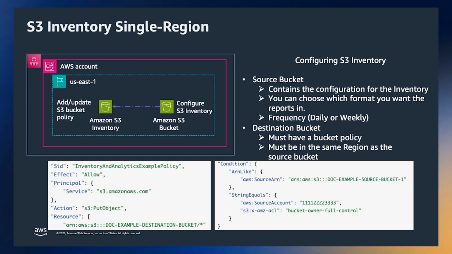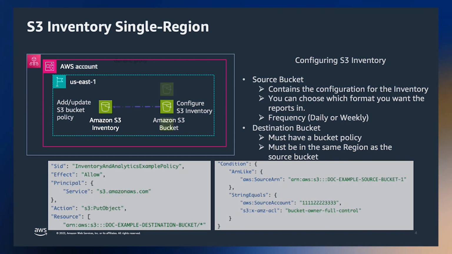Okay, so that's great. We can configure inventory on the source and it would deliver that report to the destination bucket. So Balu, right now we talked about a single bucket. What if the user has multiple buckets in the same region? What would that solution look like?